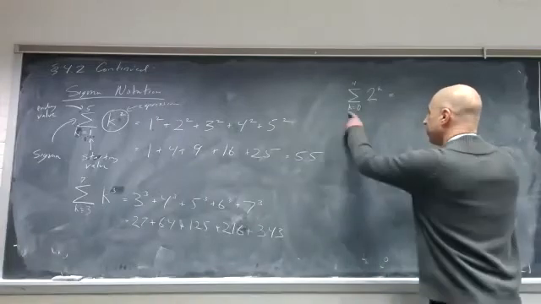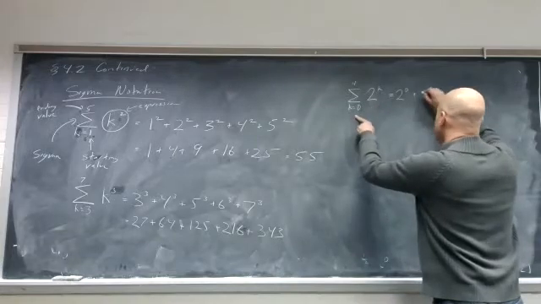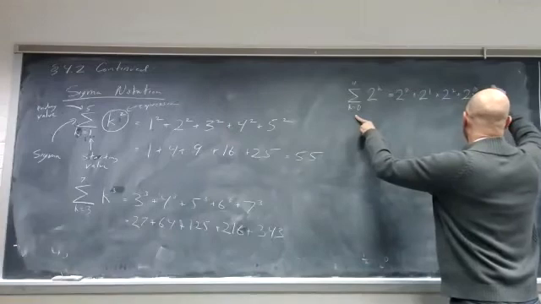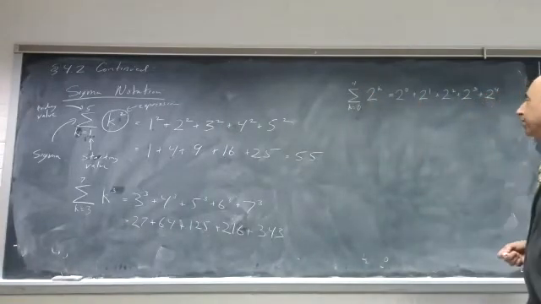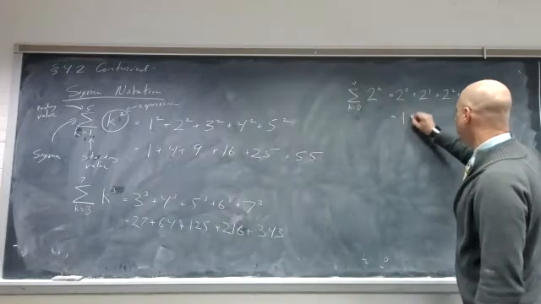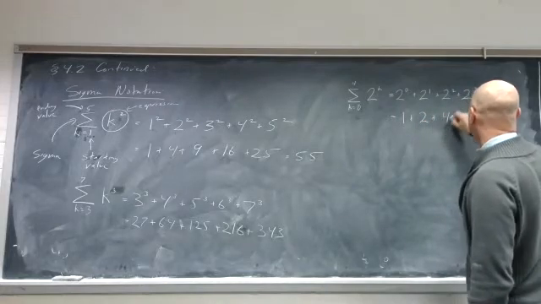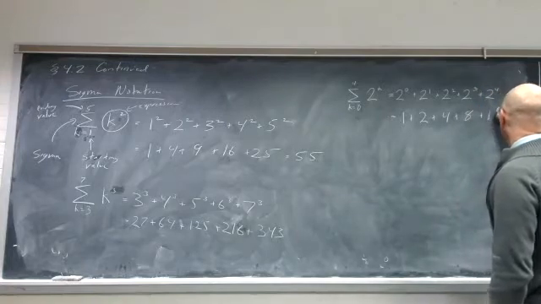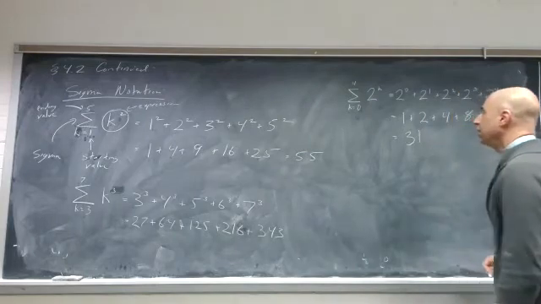So this time, the first thing we plug in is 0, so it's 2 to the 0, then 2 to the 1, 2 squared, 2 cubed, 2 to the 4th. That's our stopping value, so stop. And again, if you want, you can work this out. Anything raised to 0 is a 1. Anything raised to 1 is itself. 2 squared is 4. 2 cubed is 8. 2 to the 4th is 16. If you add that all up, you get 31.